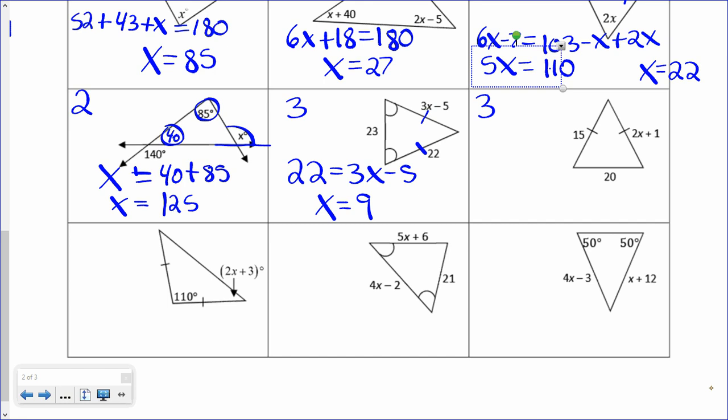15 equals 2x plus 1. Yeah. This one is related to theorem 3, but I'm not actually using the theorem because it's not asking for angles. If you see the little hash mark, remember that means that they're congruent. So if they're saying the side of the 15 is equal to the side of the 2x plus 1, you just solve. Then x is equal to 7.